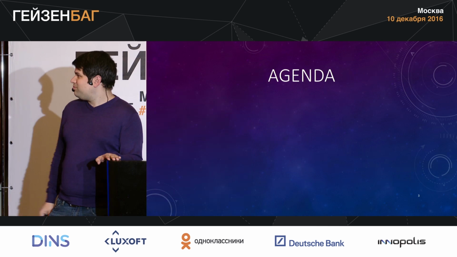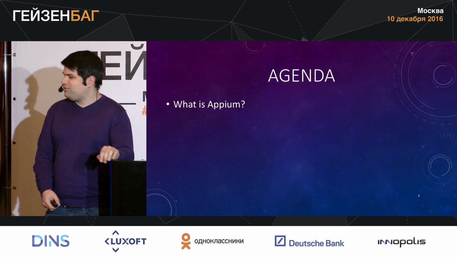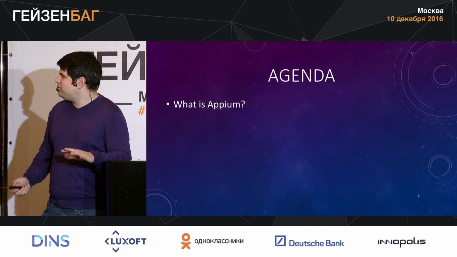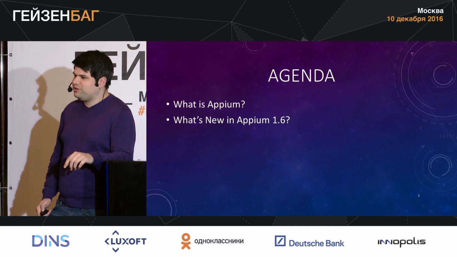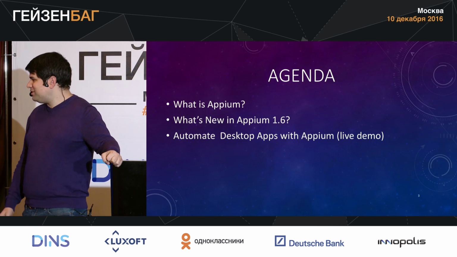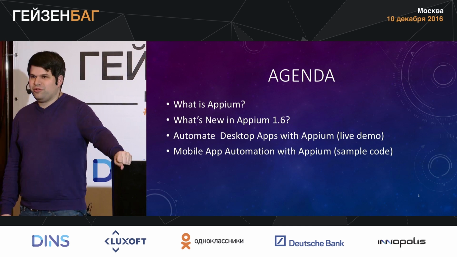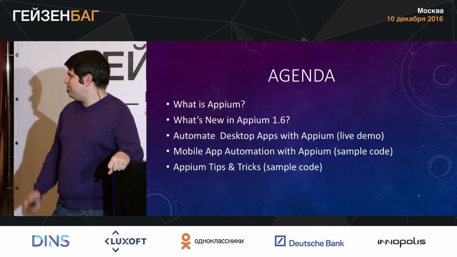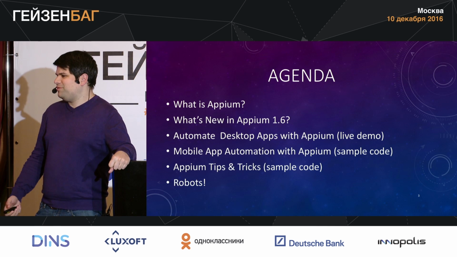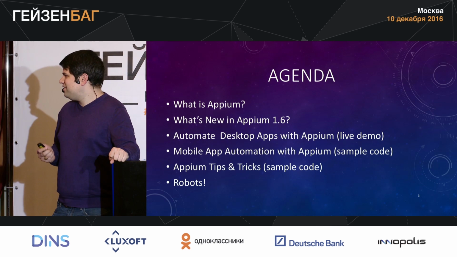Moving on from that, today we're going to talk about a number of things. First, I'll start off with what is Appium, and I'll tell you a brief story about how it came about. And then once I have lulled you into sleep, I will hit you with what's new in Appium 1.6. We'll talk a bit about desktop apps with Appium, including some live demos. We'll talk about mobile automation with Appium, which is what most of you probably know it for. And then we'll go into some tips and tricks and advanced things. And then robots at the end, of course. I didn't bring it with me, but there'll be videos of that if you haven't seen that.